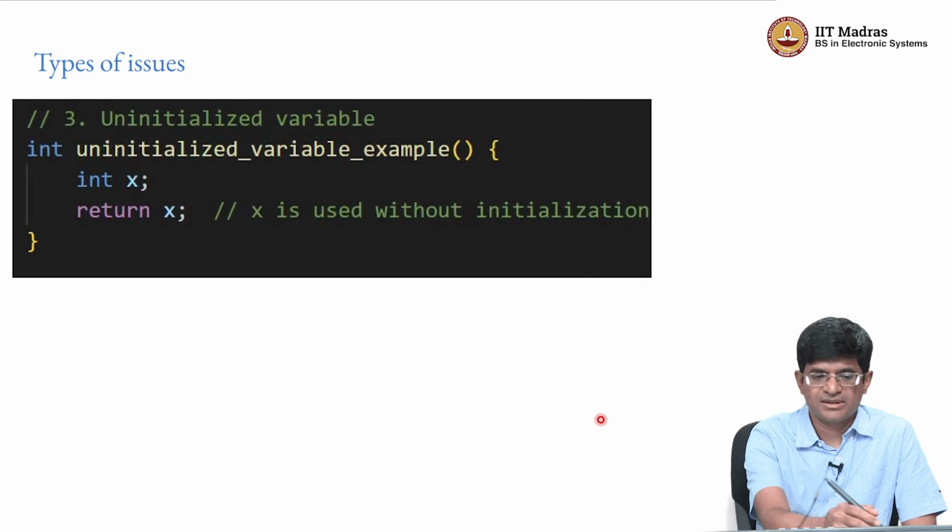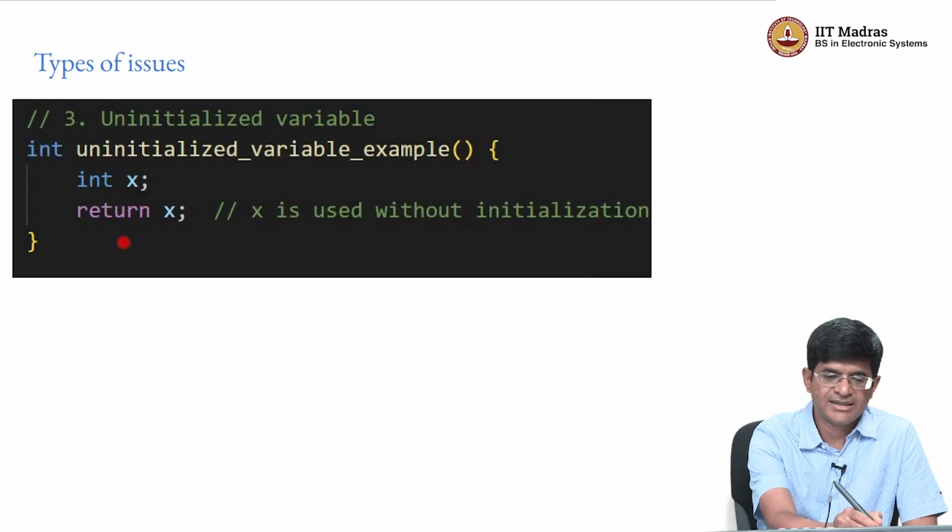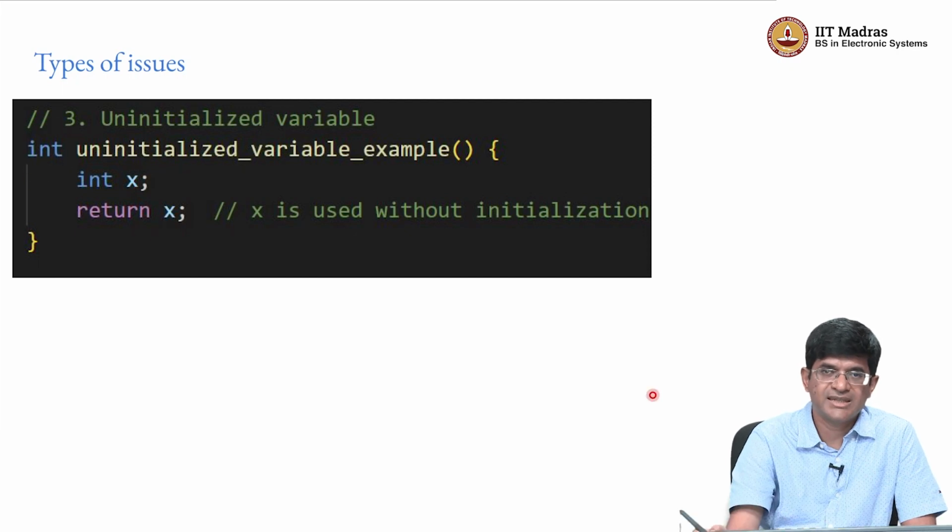Uninitialized variables. You have something where I declared x and I return x. In other words, I'm making use of it, but I never assigned a value to x. So what is going to come back out of this function is basically undefined. It could be anything.